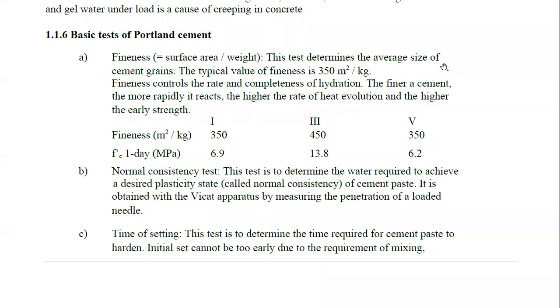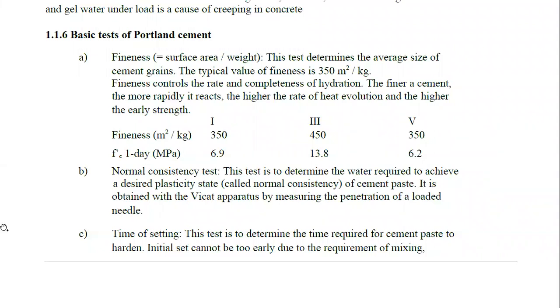This test determines the average size of cement grains. The typical value of fineness is 350 km² per kg. Fineness controls the rate and completeness of hydration. The finer a cement, the more rapidly it reacts, the higher the rate of heat evolution and the higher the early strength. It means कि अगर जितना भी सीमेंट का जो फाइननेस जितनी ज़्यादा रहेगी उतनी जल्दी वो रिएक्ट करेगी rapidly.